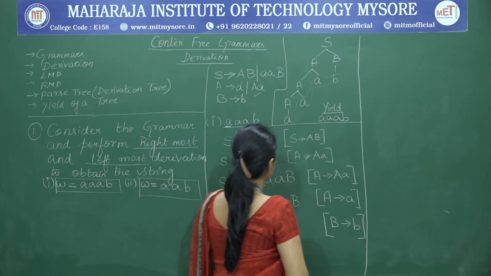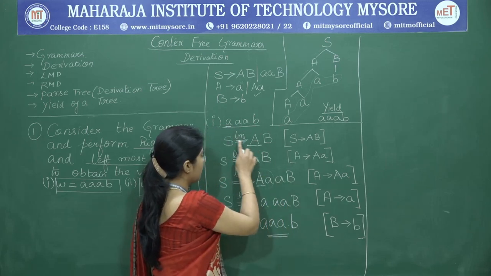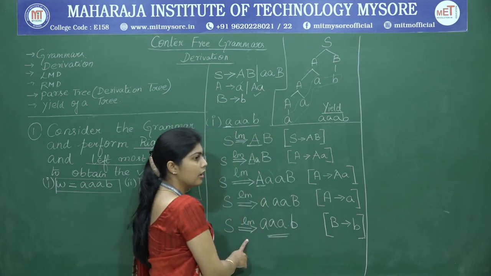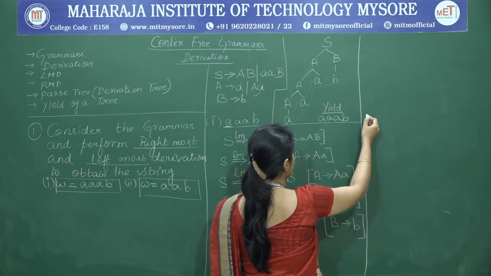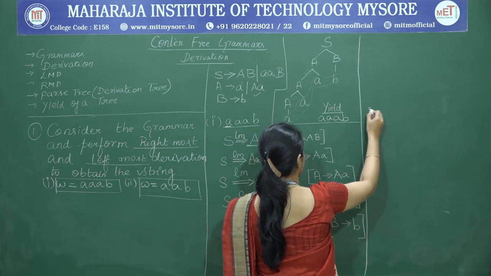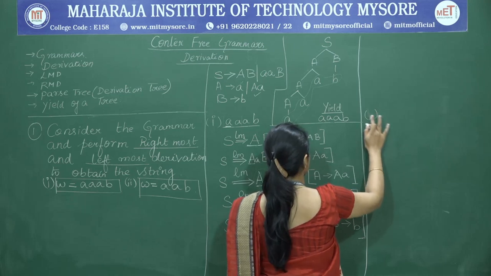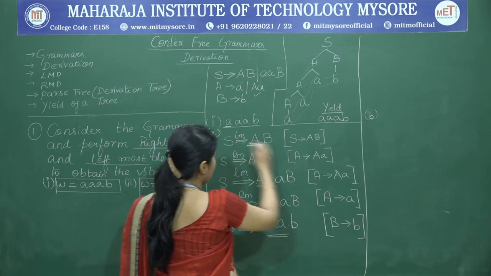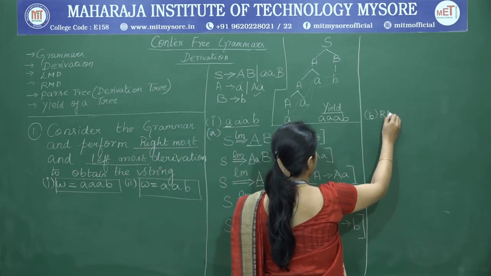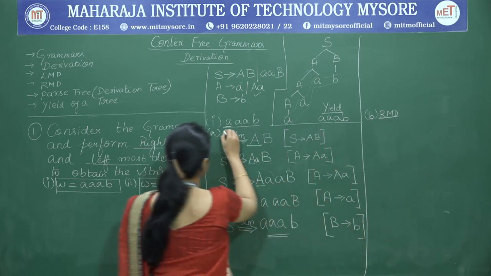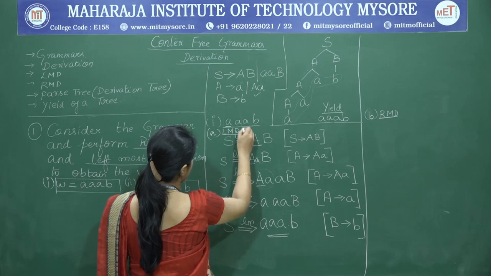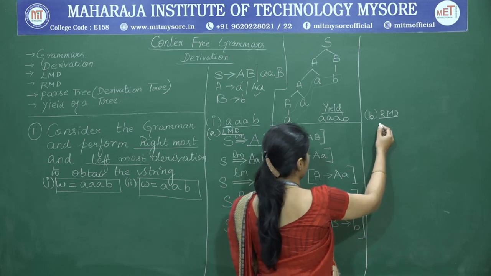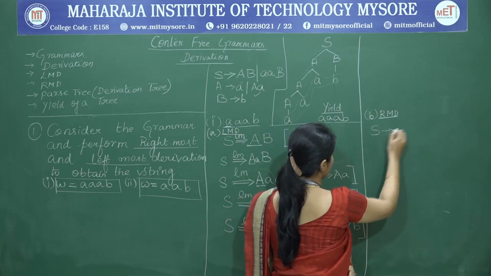So the next step is to do the rightmost derivation for obtaining the same string AAAB. So far we have done the leftmost. Next we will do the rightmost derivation. So second derivation for the same string, I am going to write this as B and we will take this as A. So B will be RMD, rightmost derivation. So this was the leftmost derivation. In the rightmost derivation, we will start deriving. So S goes to AB.